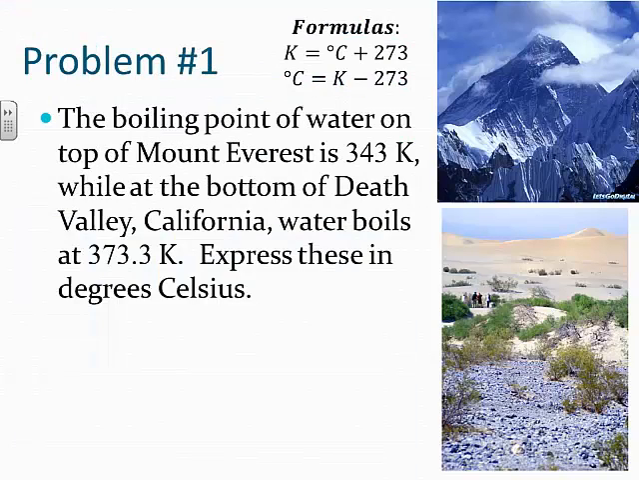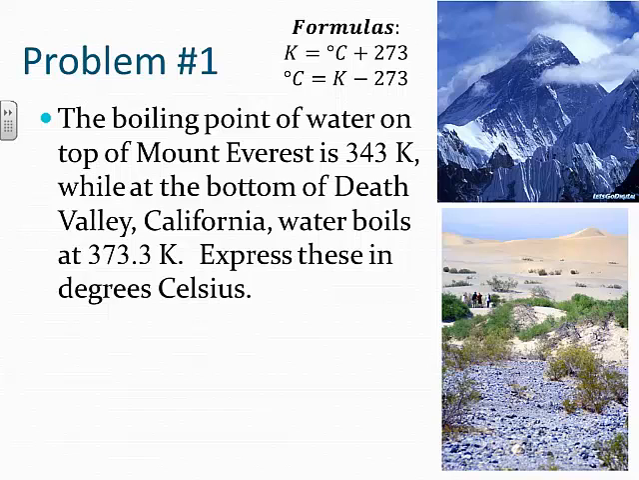Let's try a problem. The boiling point of water on top of Mount Everest is 343 Kelvin. Notice I didn't say degrees Kelvin because we don't use the degree symbol in the Kelvin scale. At the bottom of Death Valley in California, water boils at 373.3 Kelvin. Express these in degrees Celsius. So we have the Kelvin temperature. We want to find the Celsius temperature.